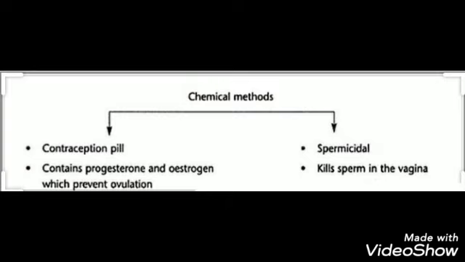The next type of contraceptive method is the chemical method. In the chemical methods of preventing pregnancy, females use two types of products: oral pills or spermicides. The oral pills prevent ovulation, whereas the spermicides kill the sperms and prevent fertilization.